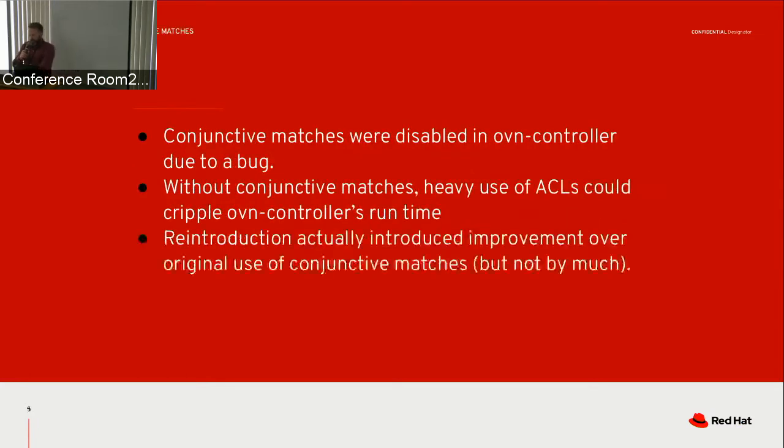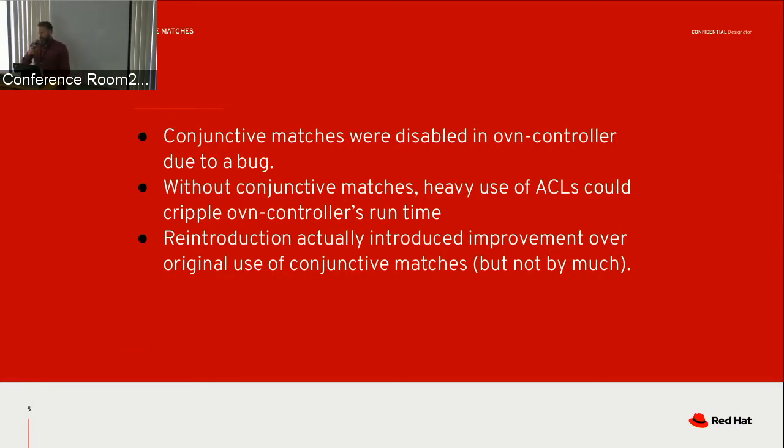The next thing, it's kind of a cheat to talk about this because it's actually something that we disabled and then re-enabled again. But conjunctive matches are something I talked about in my presentation last year about how with ACLs, it can decrease the number of OpenFlow flows that get installed and thereby greatly increase the performance of OVN controller.